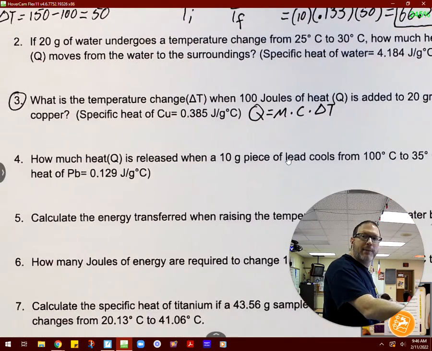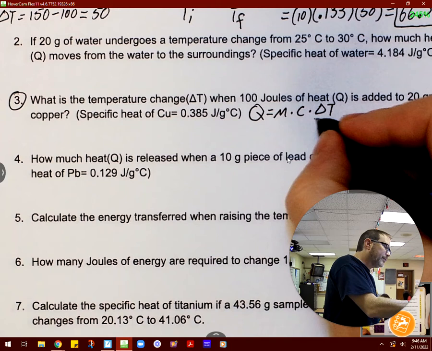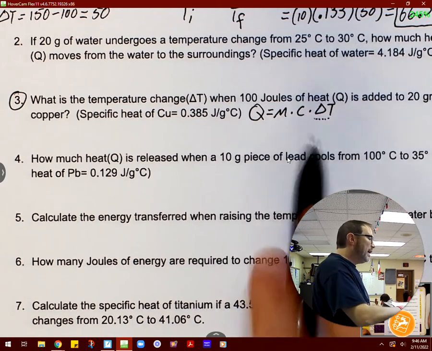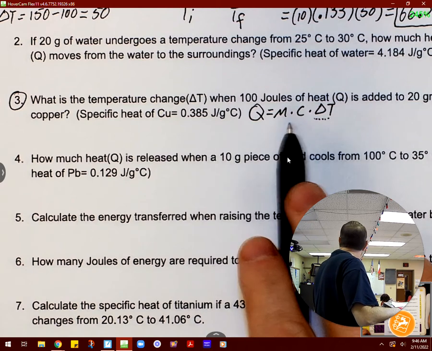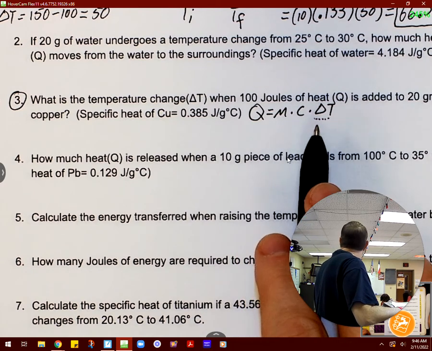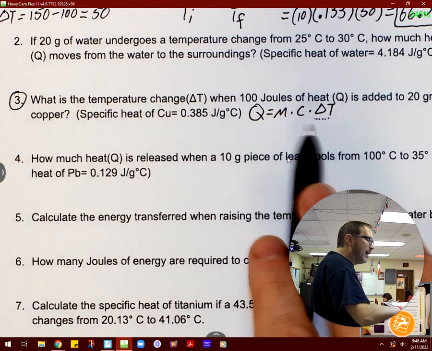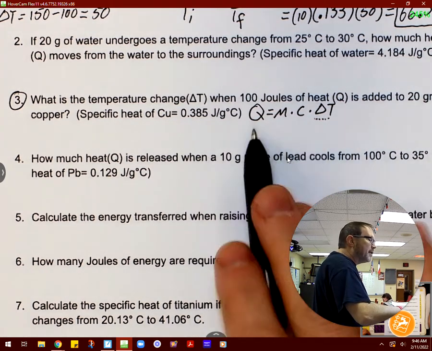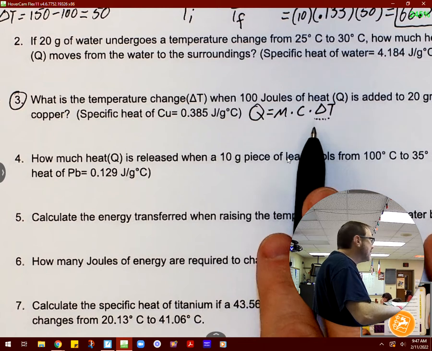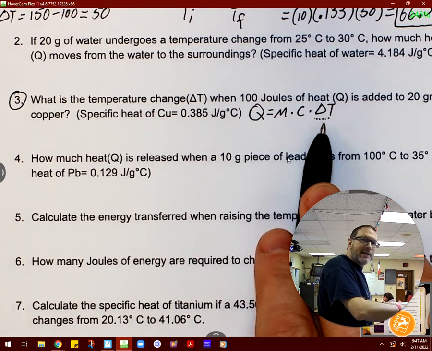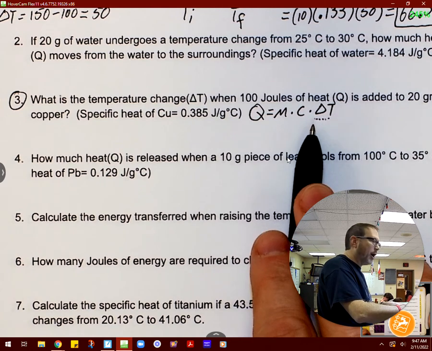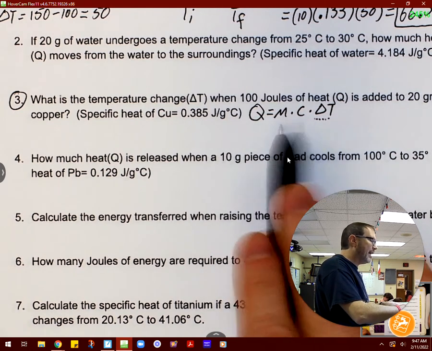Now this time though, I'm trying to solve for delta T. So instead of plugging in numbers, I want to change my formula to where delta T is by itself. So in other words, I'm going to algebra this formula to isolate delta T. If I want to get delta T by itself on the right-hand side of the problem there, what do I need to do to get rid of that M and that C?